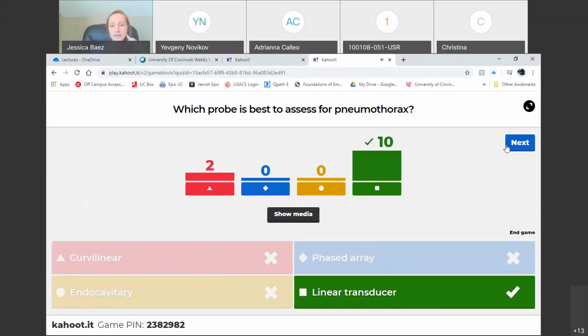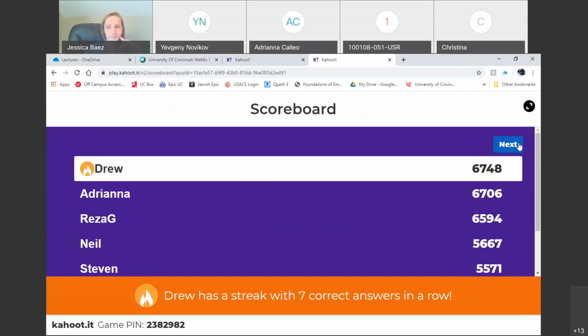Nice. So linear transducer is going to be the best one specifically for assessing for pneumothorax. So that is the high frequency probe that looks best at superficial structures. The rest of them are not bad. Well, endocavitary is probably not ideal, but with curvilinear and phased array, you can see the pleural line. They just don't have the greatest resolution in the superficial structures. They're better for deep structures. All right, Drew's still in the lead.